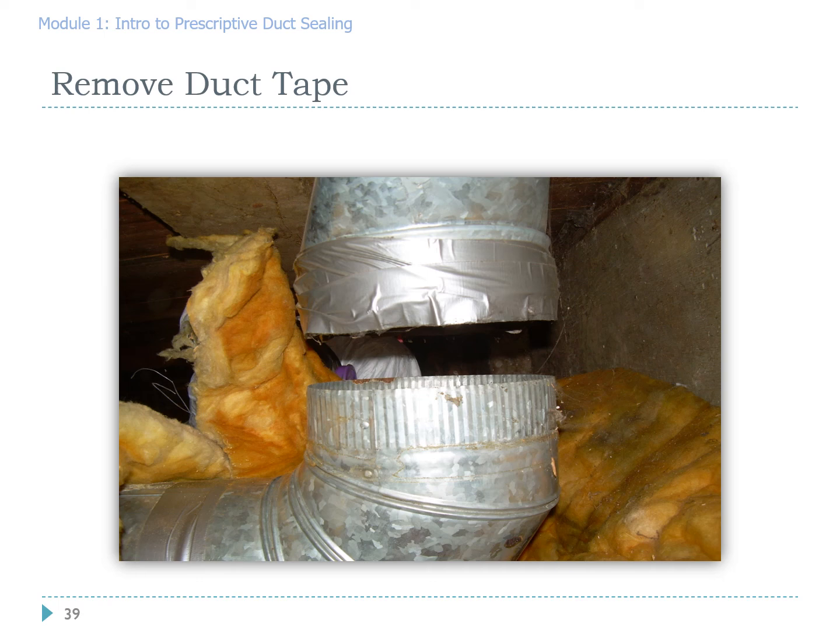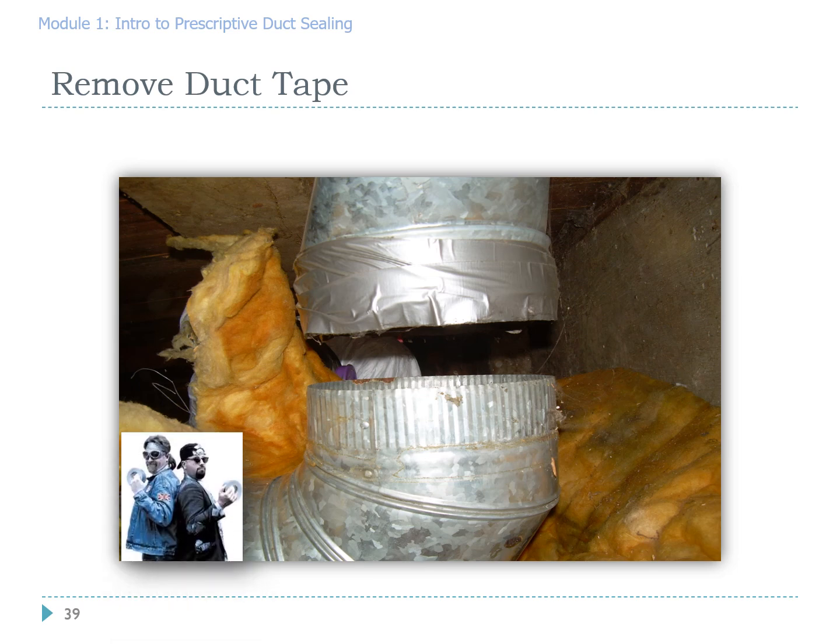Here is a really good example of why we don't allow duct tape. As you can see, once upon a time this connection was duct sealed, and there's duct tape on it to prove it, and it's come disconnected. And of course there's no screws put together. So mastic wants to stick to sheet metal. It does not want to stick to any kind of existing tape.